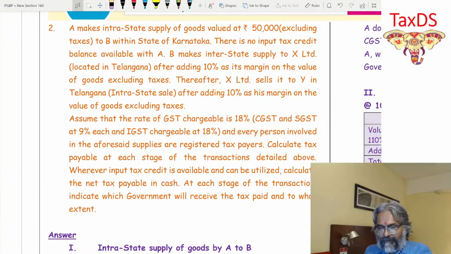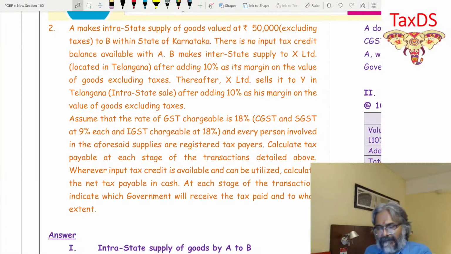So A makes the intrastate supply of goods valued at rupees 50,000, excluding the taxes, to B within what, students? Within the state of Karnataka. So CGST and SGST liability would be there as far as A is concerned because of his intrastate supply. There is no input tax credit balance available with A. So do we have any ITC for A? And the answer is no.